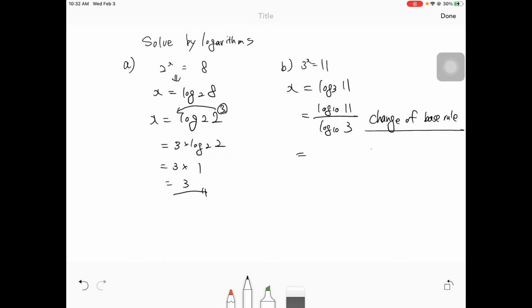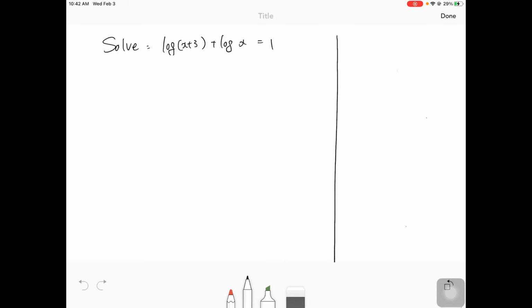Log base 10 of 11 is 1.04139. Log base 10 of 3 is 0.47712. Then let me use the calculator again. x is equivalent to 2.1827. That's it. Okay, let's work on one more question.